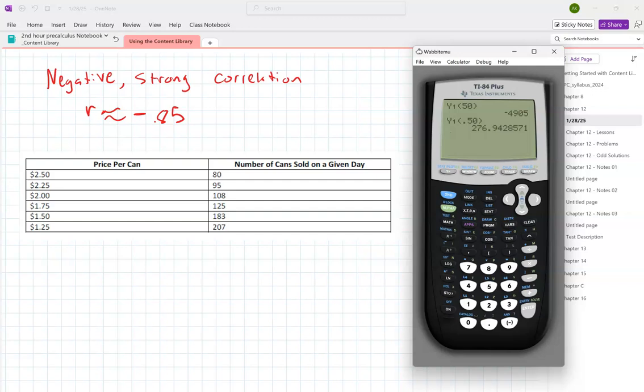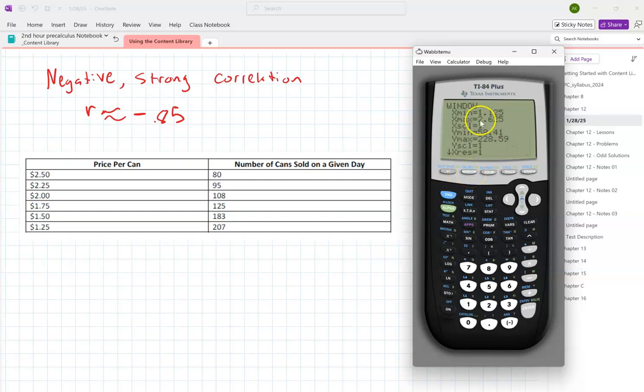What if I wanted to figure out the price I should charge to sell 50 cans? So remember, X is the price, right? So if I'm looking for an X, I'm going to type the desired Y into Y2. And then I'm going to hit graph. Now, nothing showed up, right? What's the problem? The window of my calculator is inadequate.